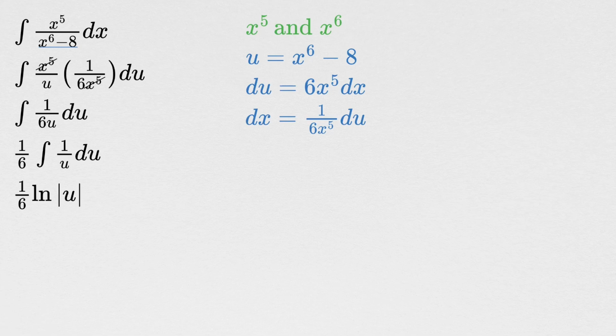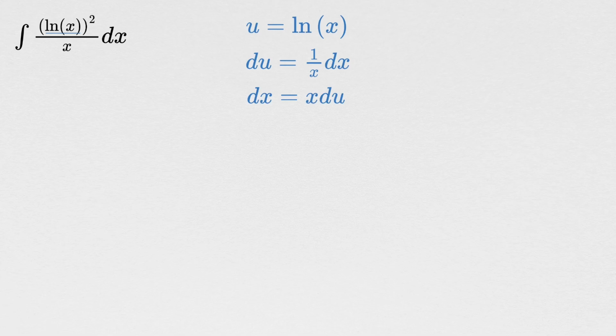So integrating gives us 1/6 ln absolute value of u. The last step is replacing u with our original expression, giving us 1/6 ln absolute value of x to the 6th minus 8. We now add our constant of integration.